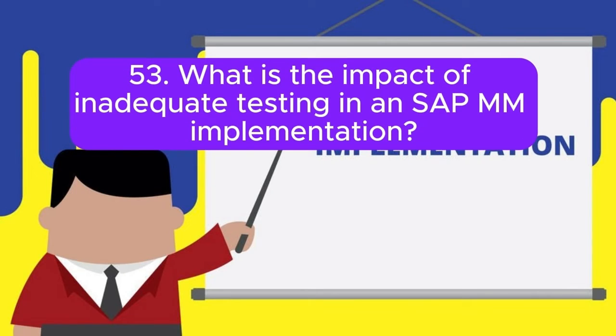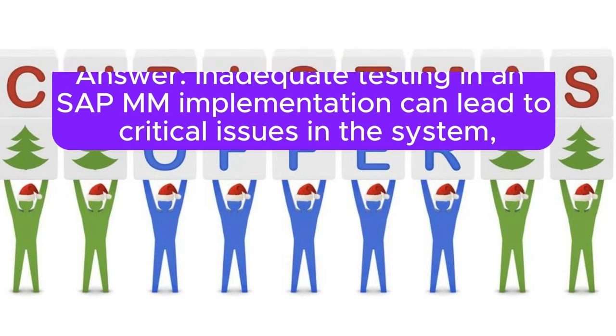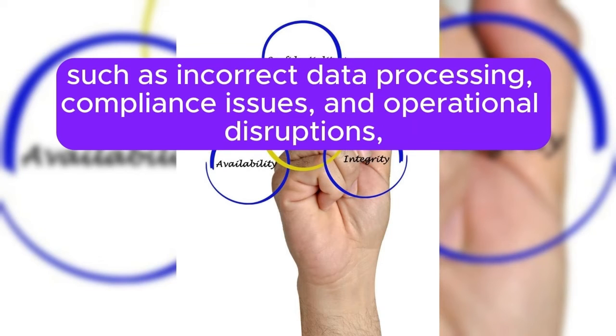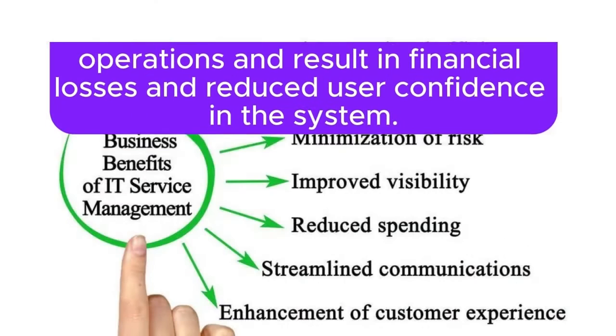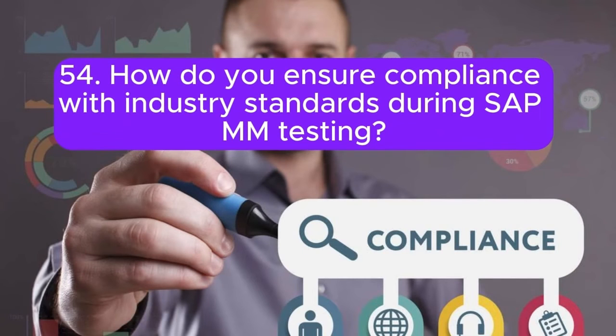53. What is the impact of inadequate testing in an SAP MM implementation? Answer. Inadequate testing in an SAP MM implementation can lead to critical issues in the system, such as incorrect data processing, compliance issues, and operational disruptions, which can affect business operations and result in financial losses and reduced user confidence in the system.